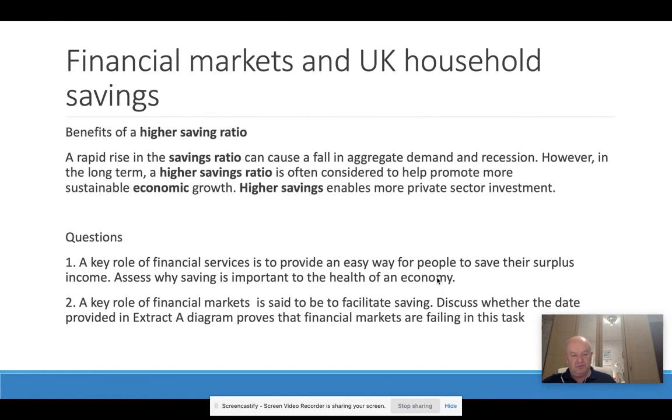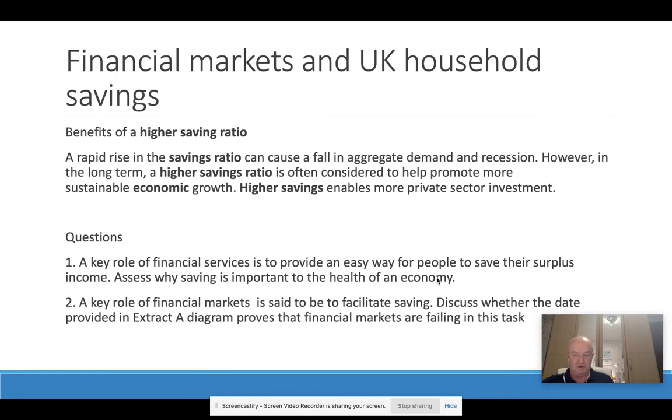So we mentioned briefly this principle of financial markets and UK household savings, and also talked briefly about the principle of having a high savings ratio. Now, clearly, in any situation, if you've got an increase in the savings ratio, that can do a number of things. One, it can obviously cause a fall in aggregate demand, and it could potentially cause a recession, certainly in the short term, because if people are choosing to save, they're choosing not to spend. So that obviously is going to have an effect on aggregate demand.